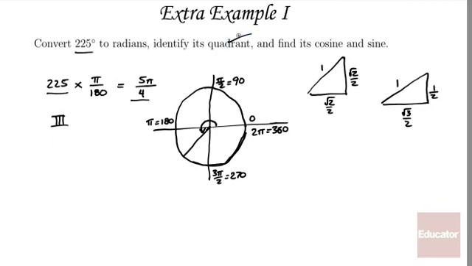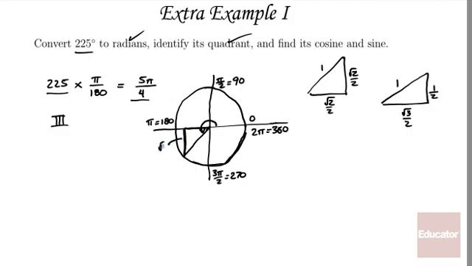So we found its quadrant, we converted it to radians. We want to find its cosine and sine. That's the x and y coordinates. So let me draw those in there. We want to figure out what those x and y coordinates are. Look, that's a common triangle, and I remember what the values of those common triangles are.